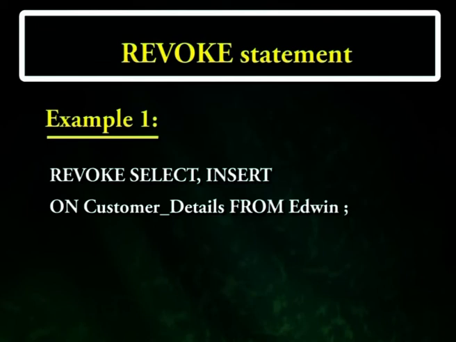revoke select, insert on customer_details from admin. So, in this example we are revoking the privileges of select and insert from the user admin on the table customer_details. By this, the user admin will not be able to insert the data or retrieve the data from the table customer_details.